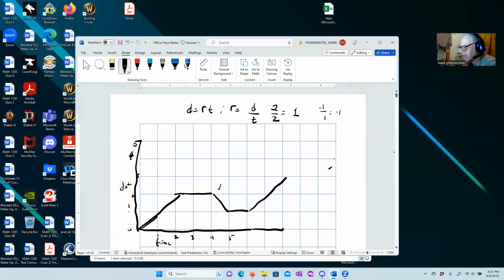Same thing from second 5 to 6. When the clock goes from 5 to 6, we're not moving anywhere, so the distance change remains 0. And then once we get to 6, we go back up. We're not looking for the actual position, we're saying the position is changing. So we go up 2 units in a 2-second interval.